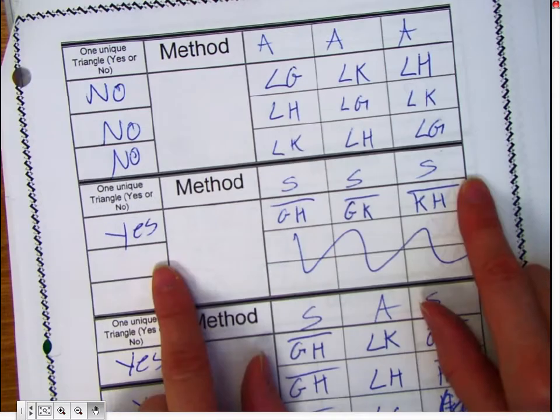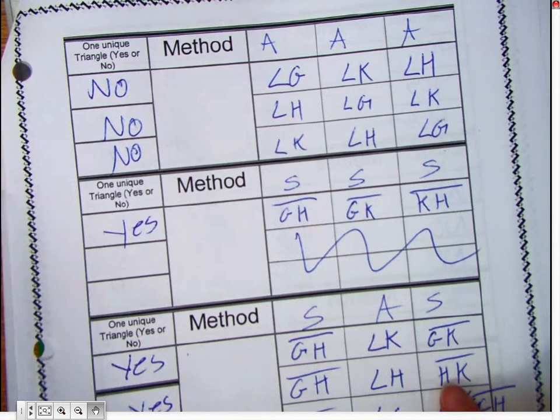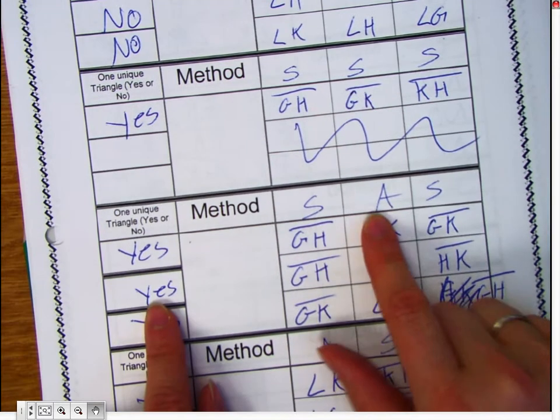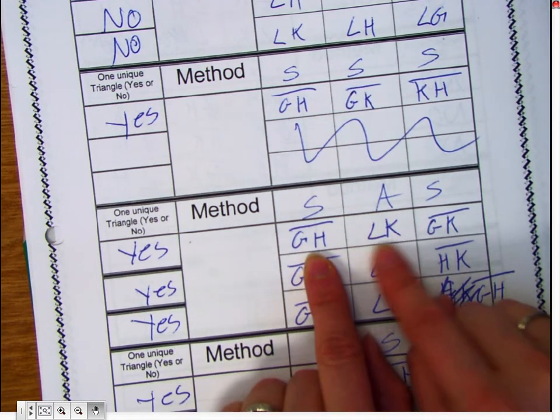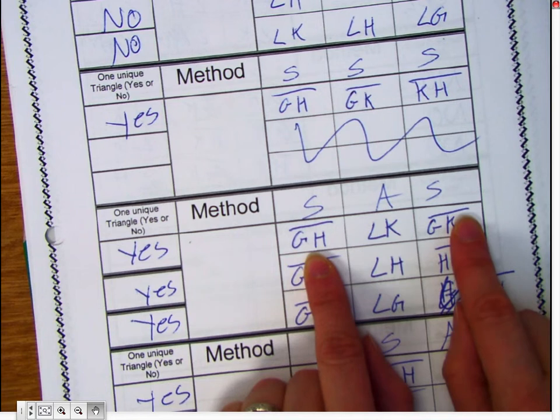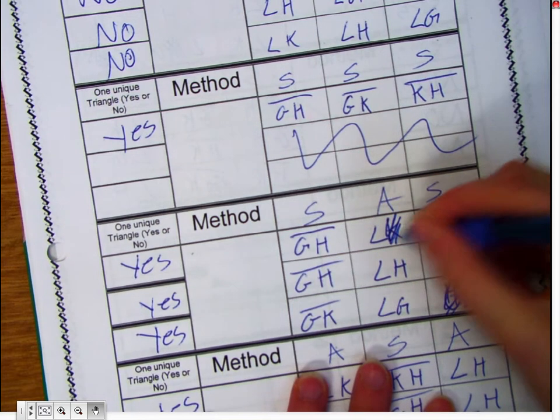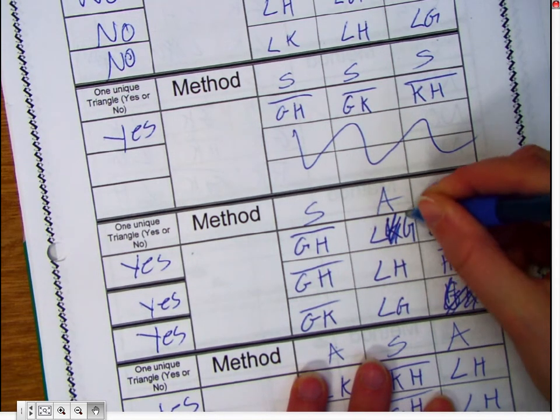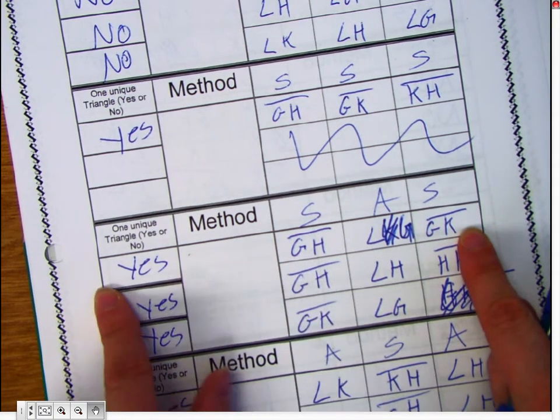Side, side, side always works. I have to touch all the sides together. They always work. Side, angle, side. That's where we have a side, we have the angle in between, and we have the side. So this K should not be here. This should be G. Side, the angle in between, and the side. Yes, it works.